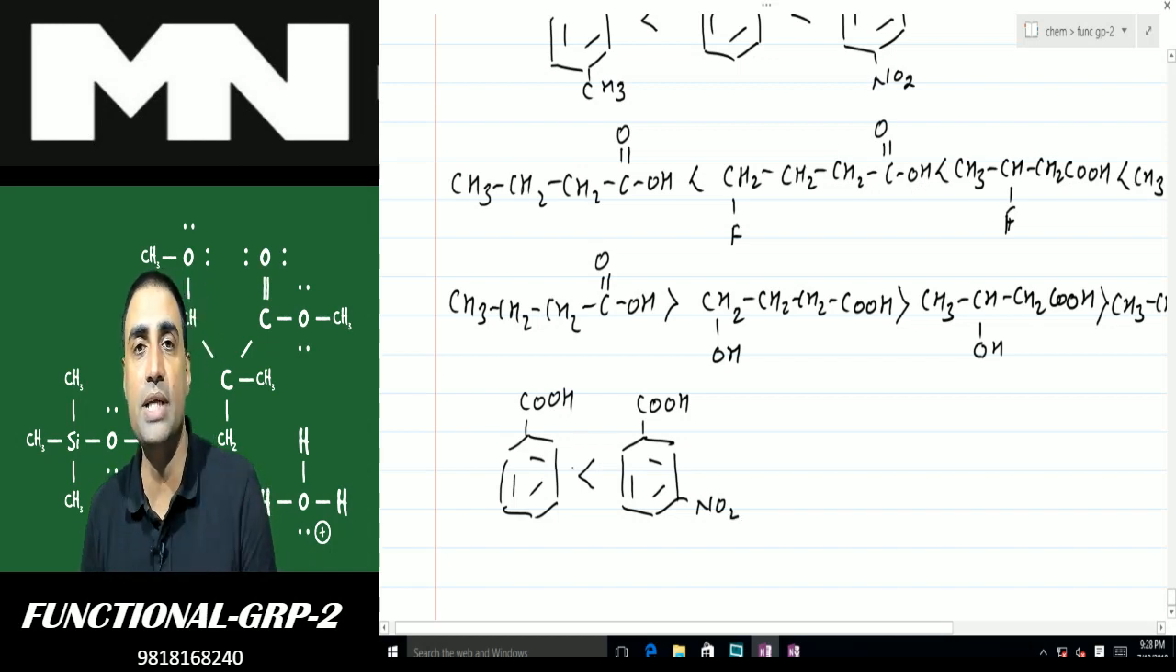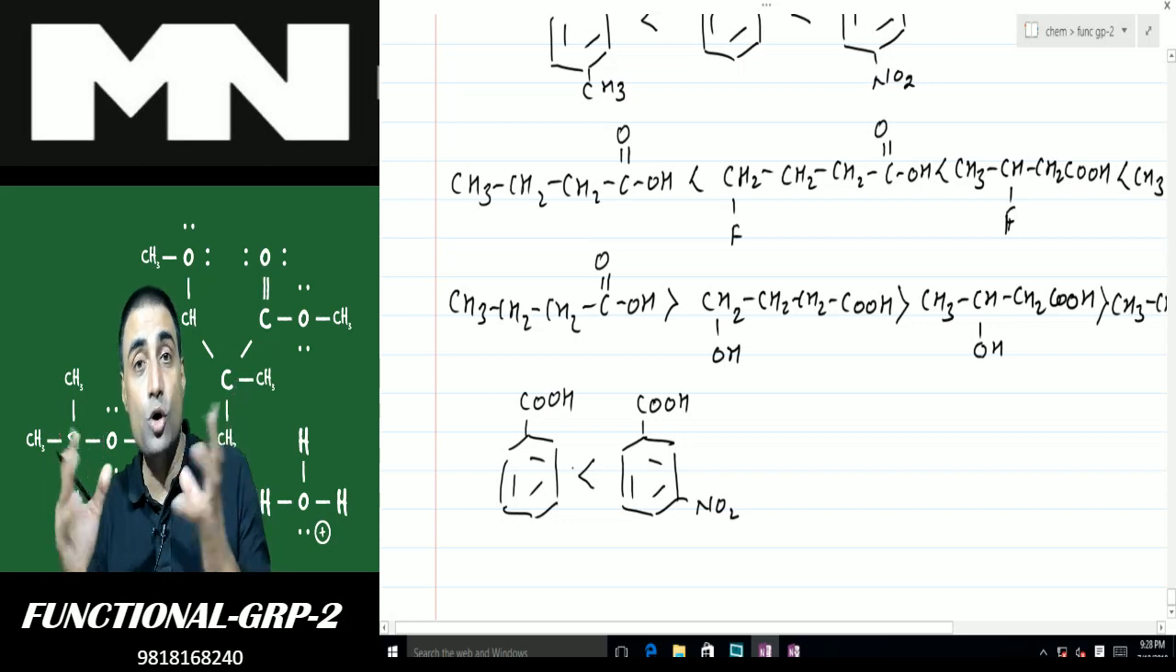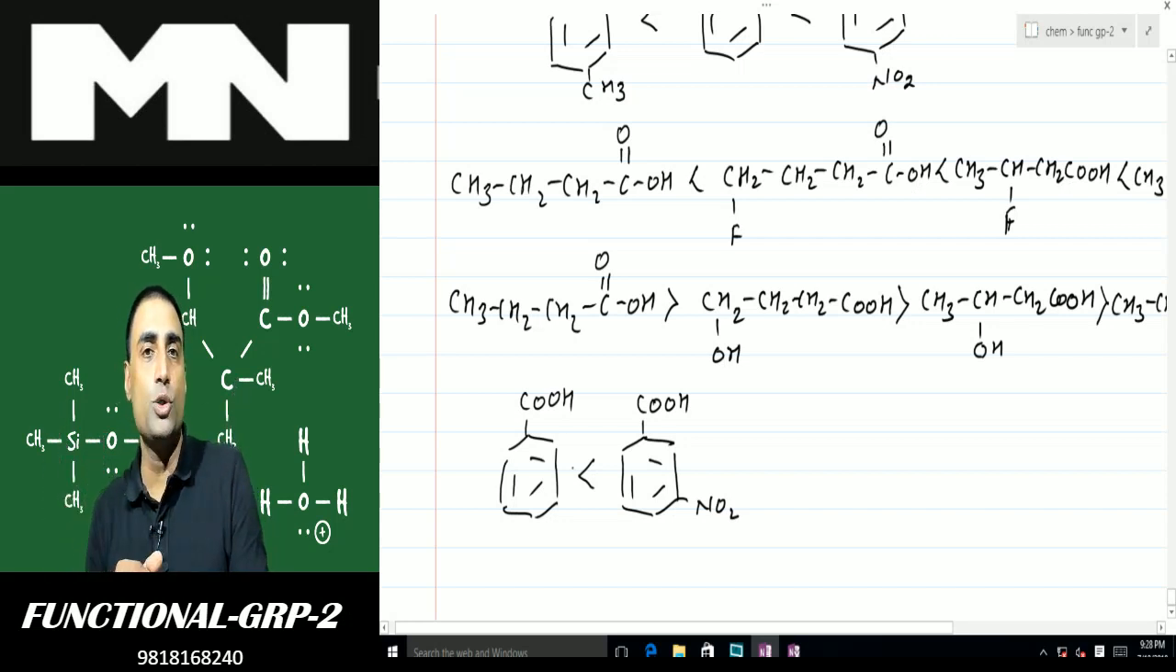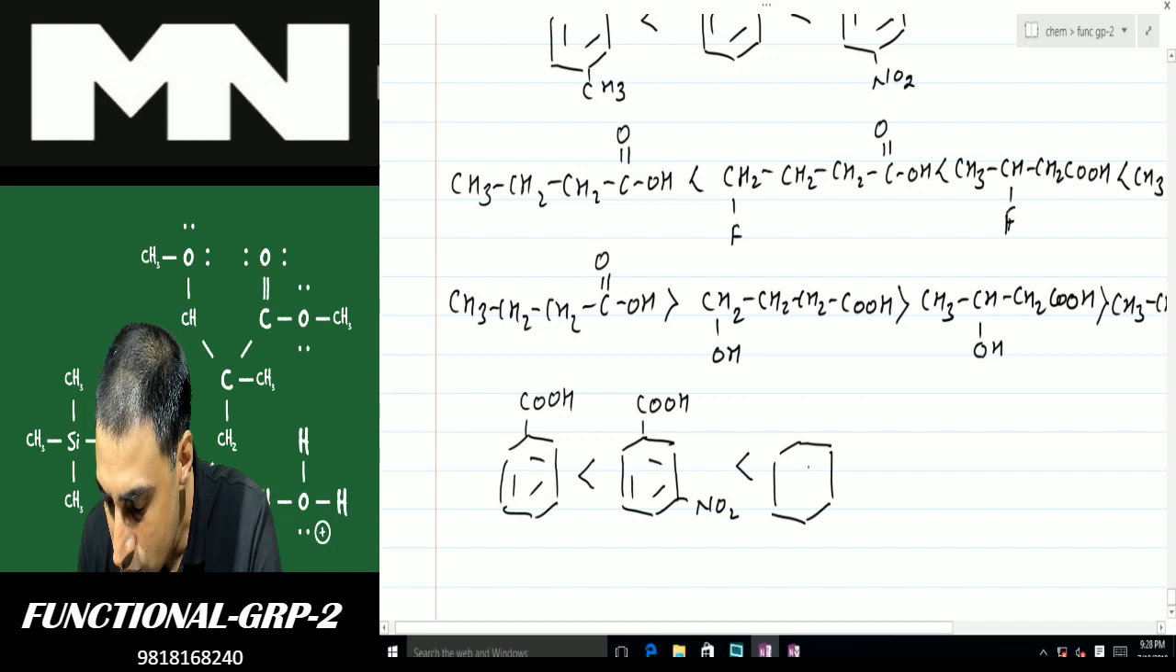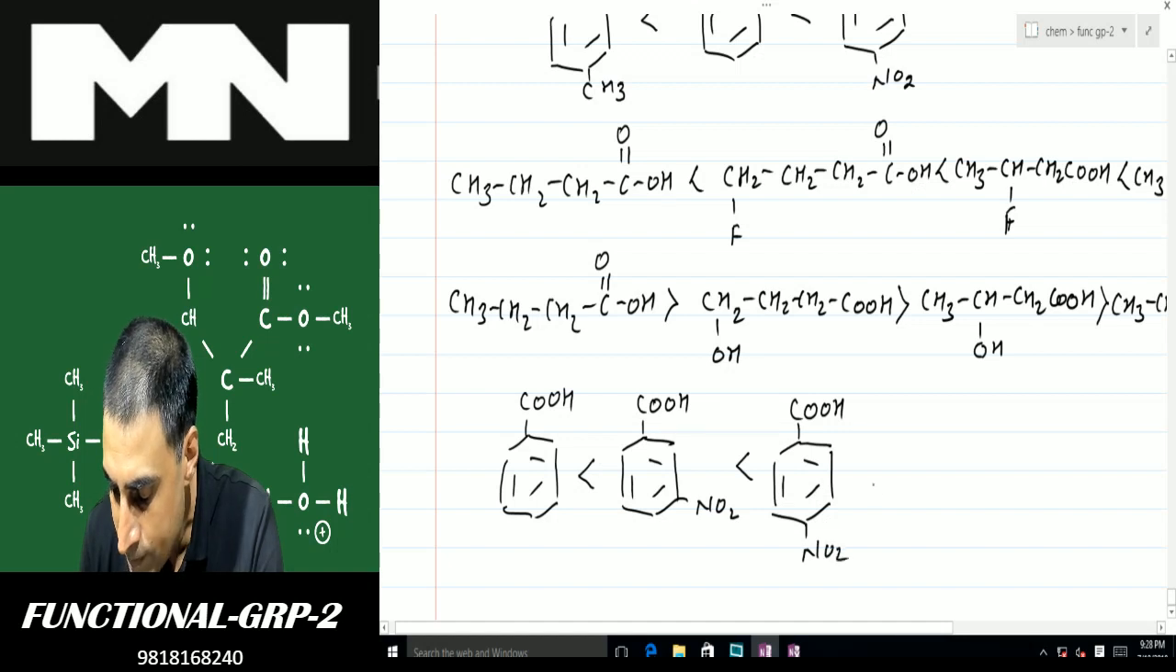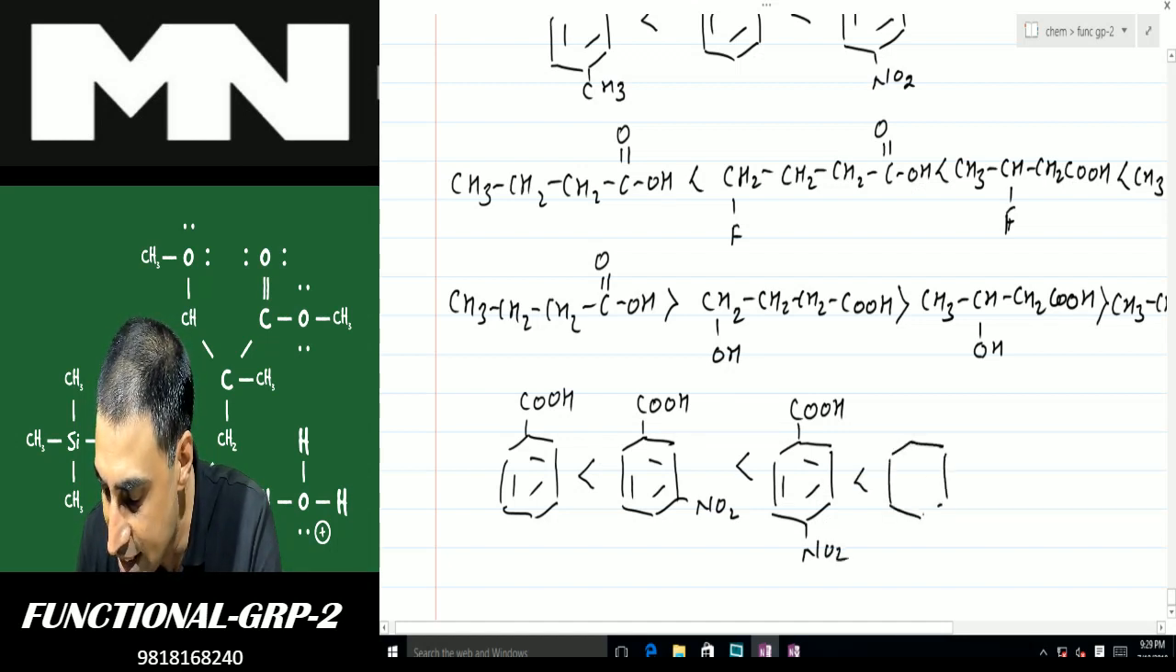But the effect of the nitro group is more prominent at the ortho and para positions as compared to meta. So among all nitrobenzoic acids, meta-nitrobenzoic acid is the least acidic. After this, we have para-nitrobenzoic acid. So here I've got para-nitrobenzoic acid. And ortho-nitrobenzoic acid will be the most acidic.